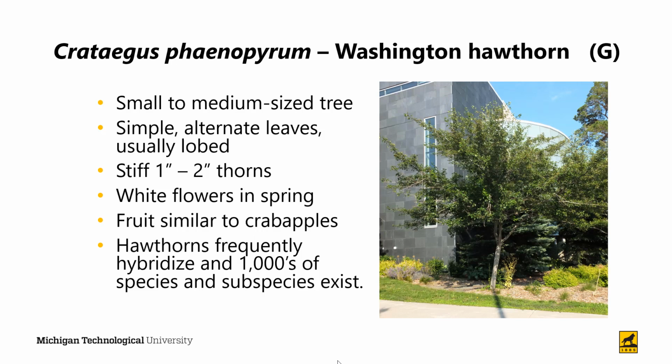On the southwest corner of the library, we find a hawthorn tree, possibly a Washington hawthorn. The genus Crataegus, the hawthorns, includes thousands of species and subspecies that freely hybridize, making identification of individual species quite a challenge.